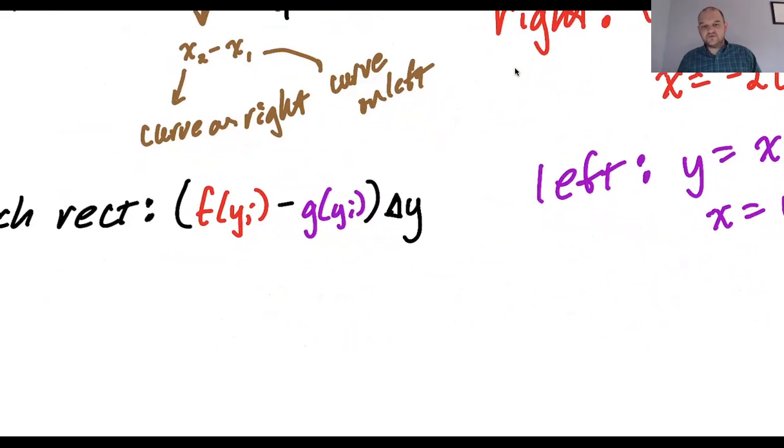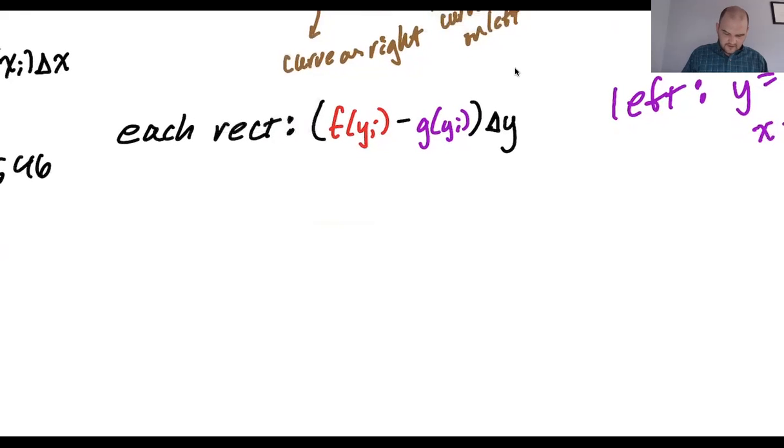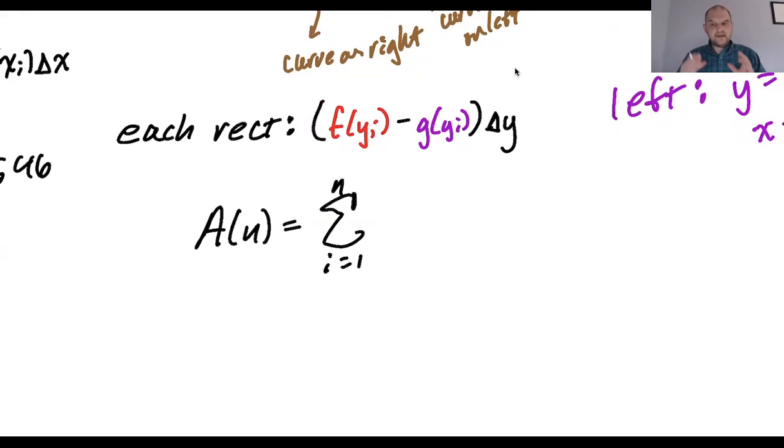So that's each of the rectangles, and I need to add all of them up. So the total, the approximate area as a function of n. This is a long way to go, but this is a really big, important idea. So it's going to be the sum from i equals 1 to n of all of our rectangles, right? And y sub i will move through them, and we'll be finding all of them.